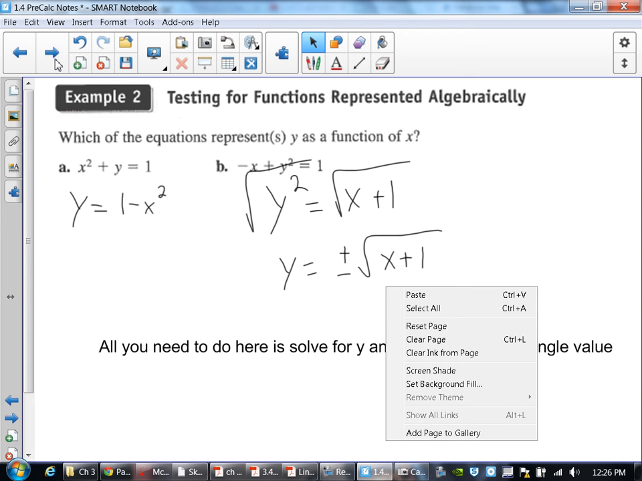Sir? Can you graph plus or minus? Like when you type in plus or minus? No, on your calculator, you'd have to do one half and then the other half. So if you typed in the square root of x plus 1, and then the negative square root of x plus 1, you'll get both halves of that curve. I don't think there's a plus minus button on this calculator.